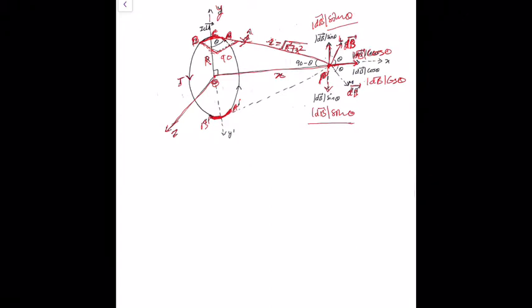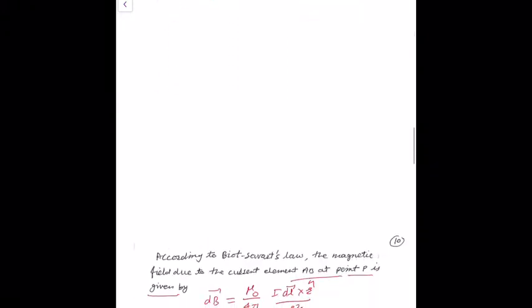The same will hold for such other pairs of current elements over the entire circumference of the loop. Therefore, due to the various current elements, only the component of magnetic field along PX will contribute to the magnetic field due to the whole loop at point P. Clear?